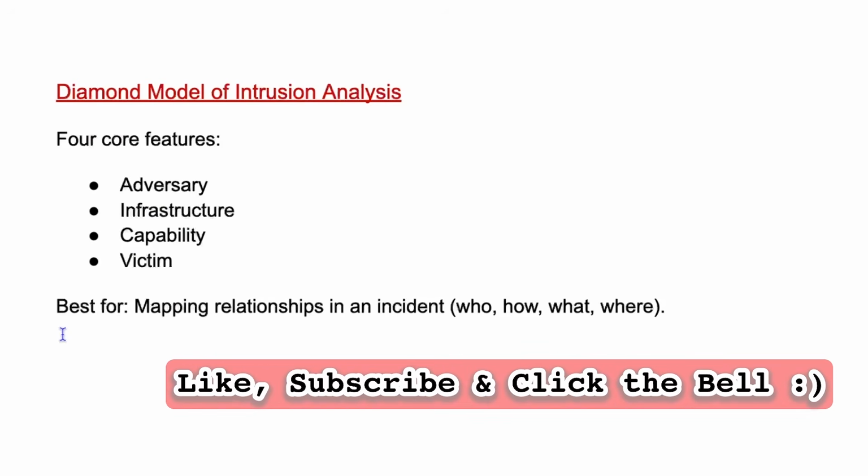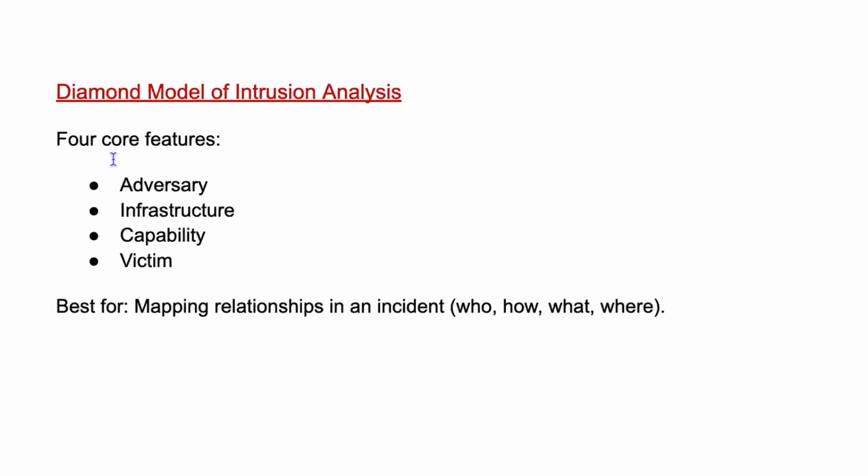Our next framework is going to be the diamond model of intrusion analysis. There are 4 core features on this one, and it is used for mapping the relationships in an incident: the who, the how, the what, and the where. So the adversary would be our who. Who is attacking us, who's the actual operator that's attacking us, and who is the beneficiary, the person that might be hiring that operator that could stand to benefit from our systems getting attacked.